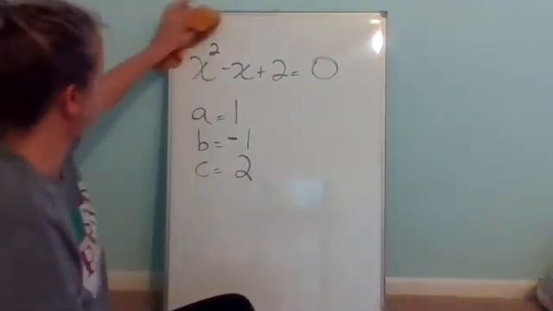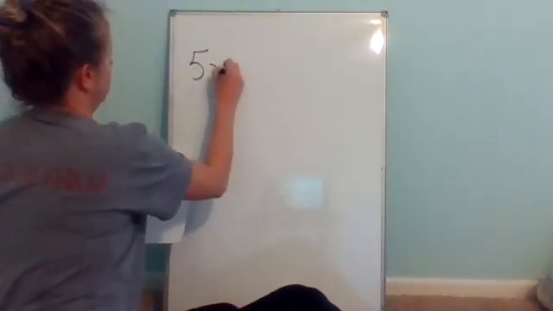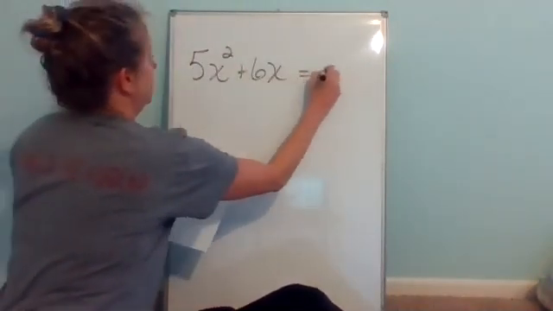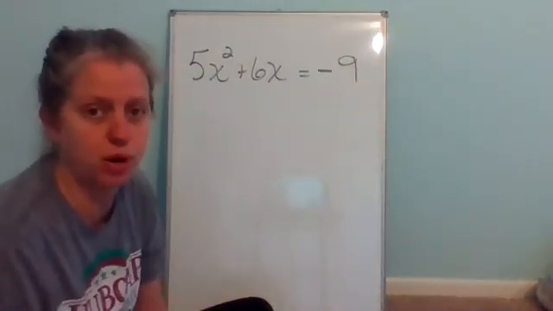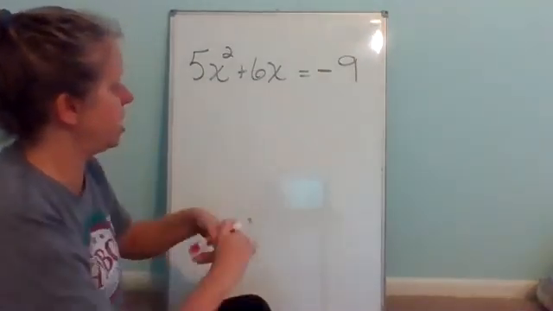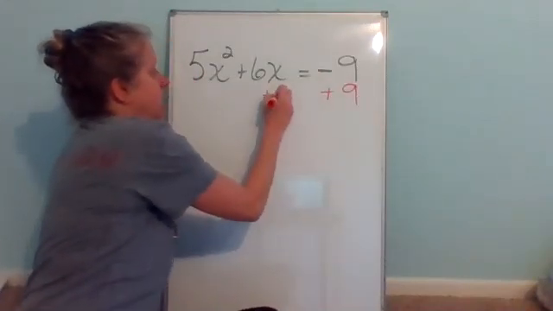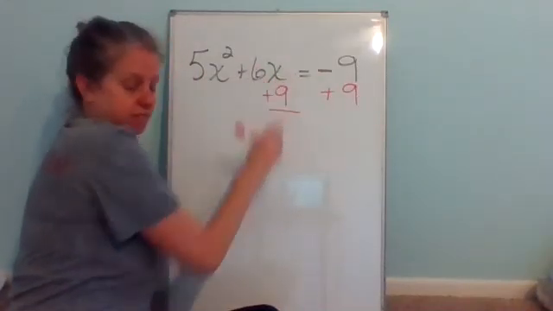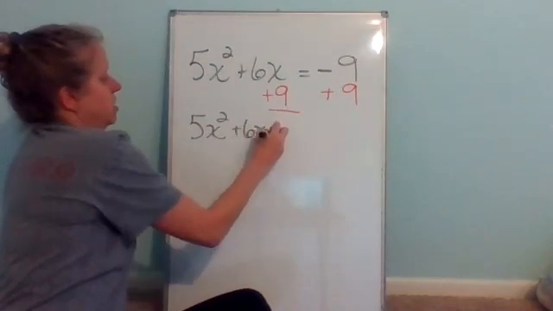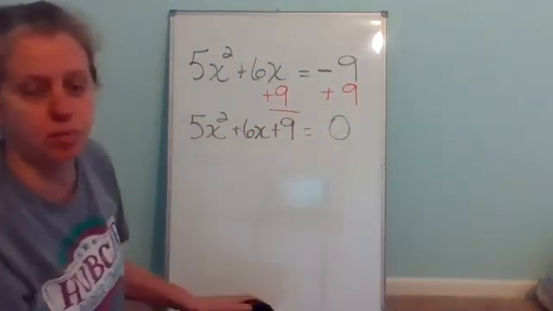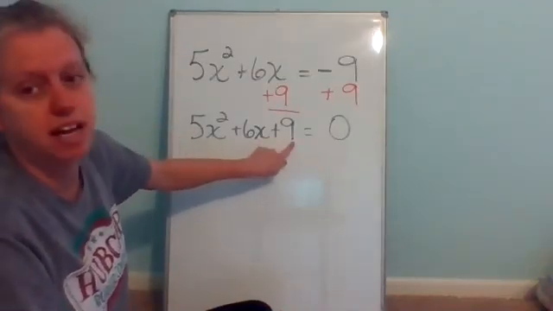All right, last one. So it's not equal to 0, which means I have work to do before I can plug into the program. The minus 9 needs to come over here. So this time, instead of subtracting, since it already is a minus, to get rid of it, I need to add 9. And it's the constant, right? Which means it's going to go at the end. So let's see what we have here. We've got 5x squared plus 6x plus 9 equals 0. So once again, your A, B, and C are 5, 6, and 9.